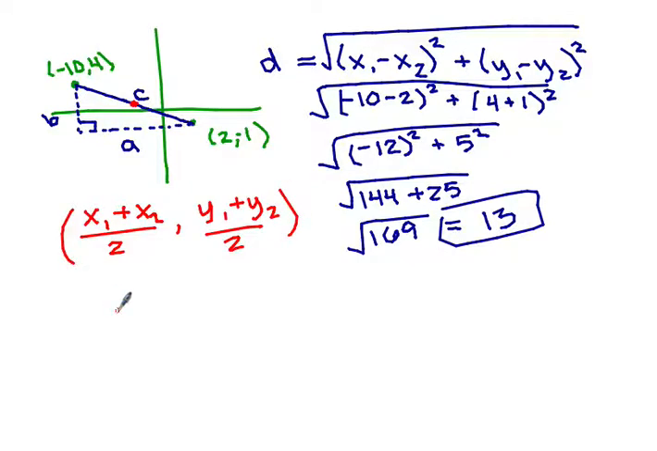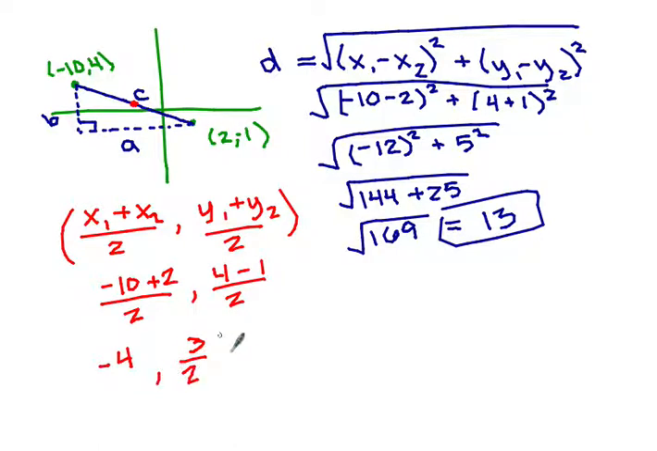In this particular case, we'll have negative 10 plus 2 over 2, which is negative 4. And our y's will be 4 plus a negative 1, which will be 3 halves. So my midpoint will be at negative 4, 3 halves. So there's our distance and midpoint formulas.